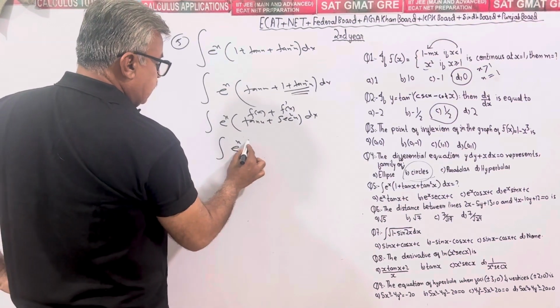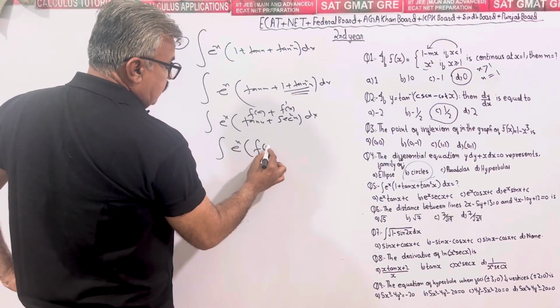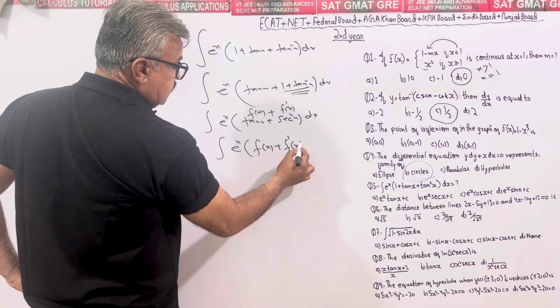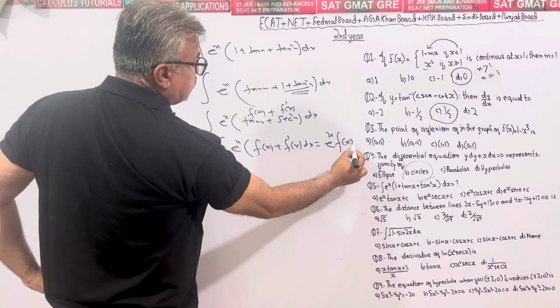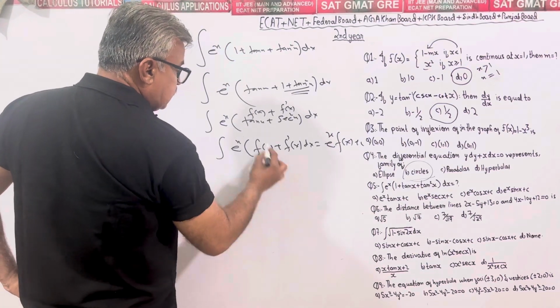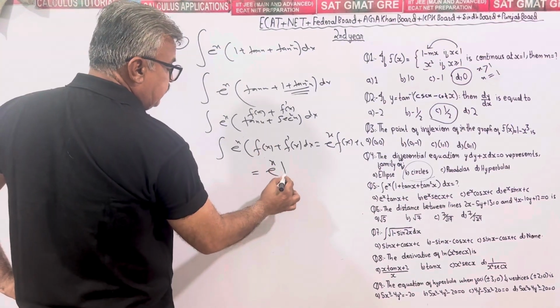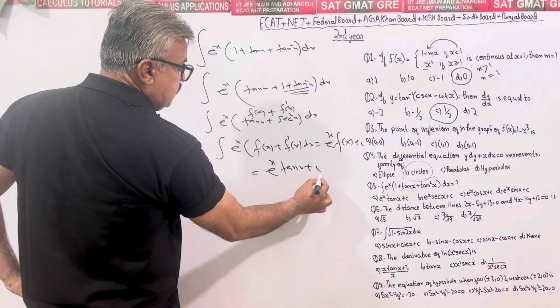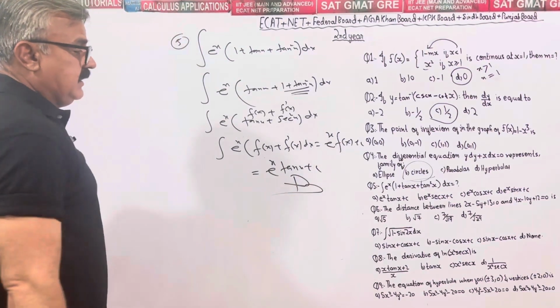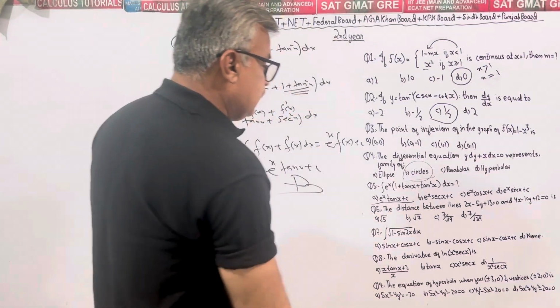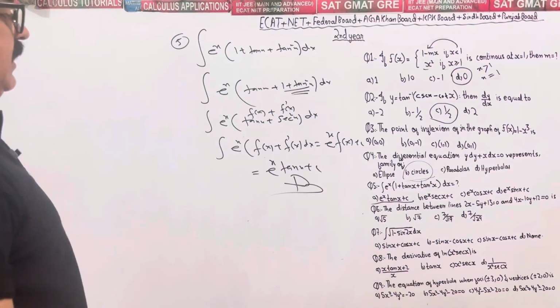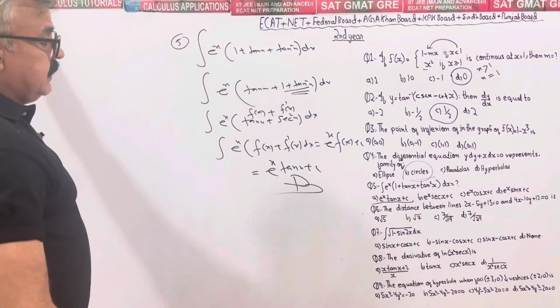In that case, the integral of e^x times (f of x plus f dash x) dx is always equal to e^x times f of x plus c. So in that case, our function is tan x, and e^x times tan x plus c is our answer. Okay. We are asked to find the next question.